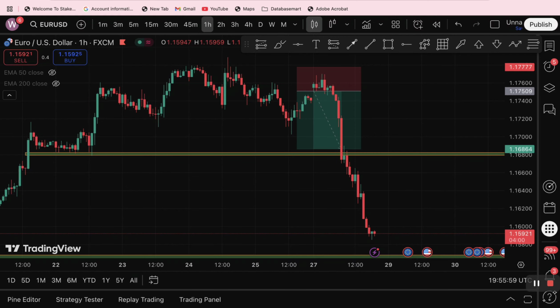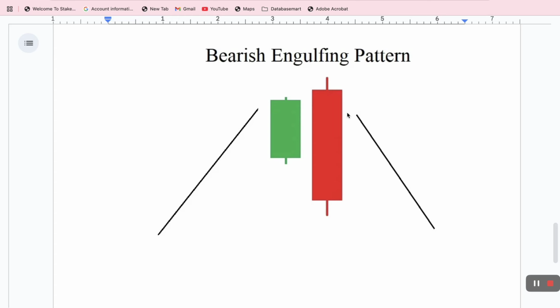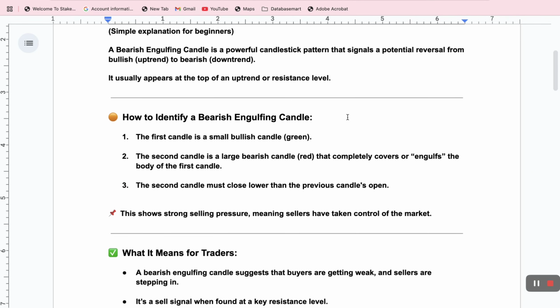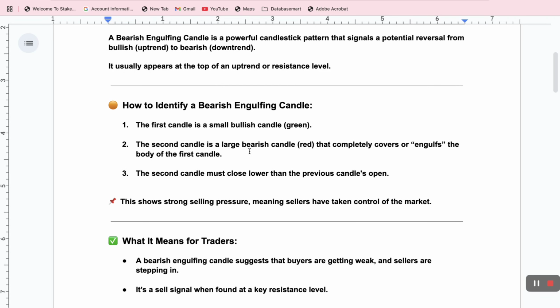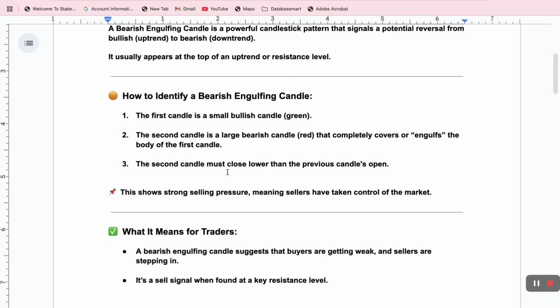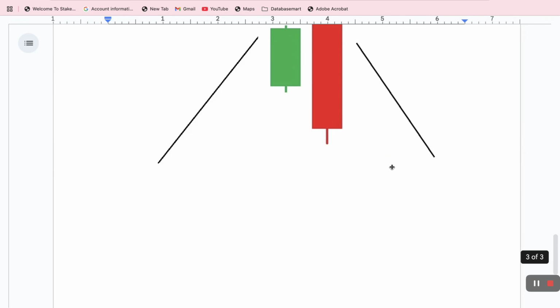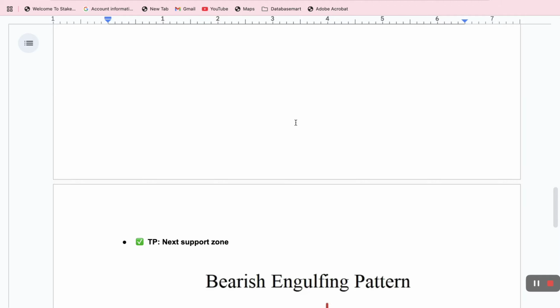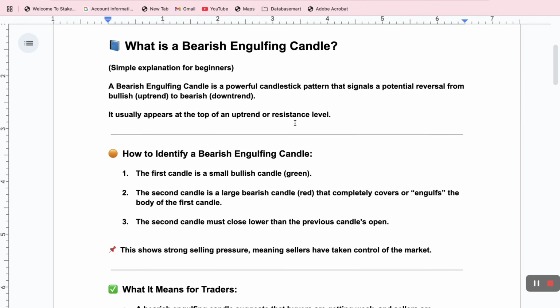Let me go ahead and show you so that you understand what this candle is all about and how you can apply it to your trading, so that you don't make any mistake. The second candle is larger and bearish, and it completely covers or engulfs the body of the first candle. The second candle must close lower than the previous candle's open. You can see it closes below the previous candle. That is called a clean bearish engulfing candle. So I think you understand this candle now.